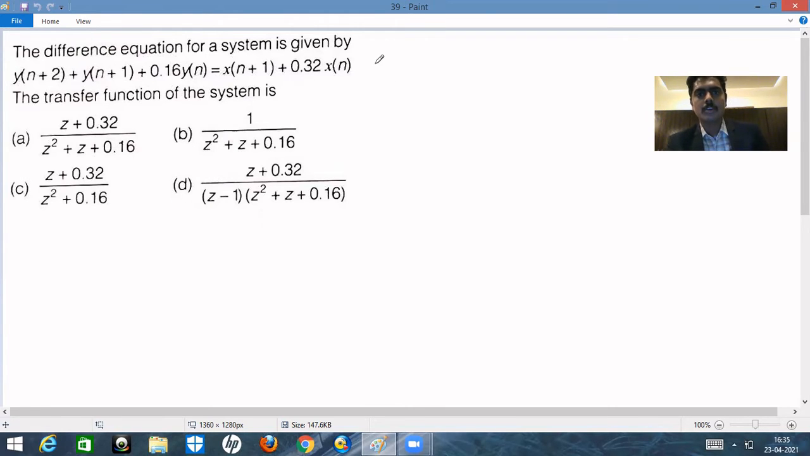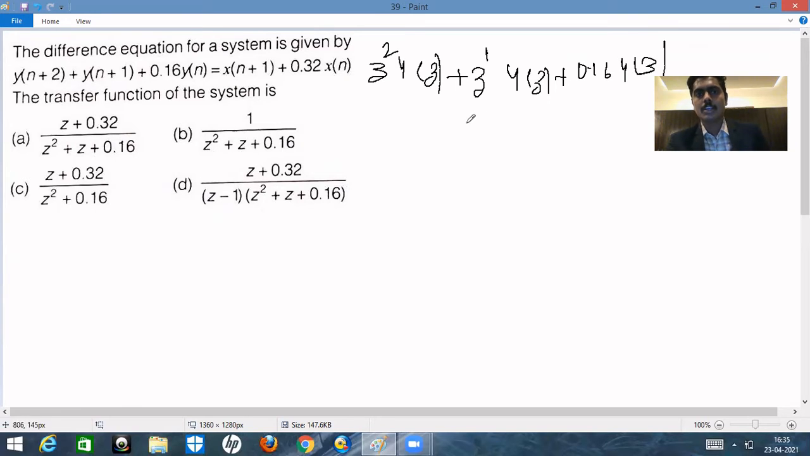So apply Z transform, you will get z power 2 into Y of z plus, y of n plus 1, apply Z transform, z power 1 into Y of z plus 0.16 into Y of z is equal simply to z power 1 into X of z plus 0.32 into X of z.